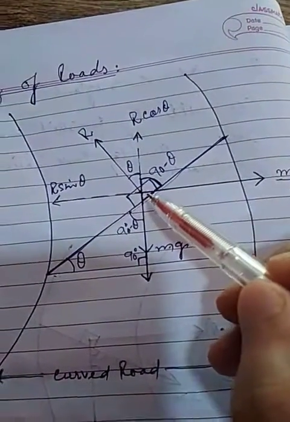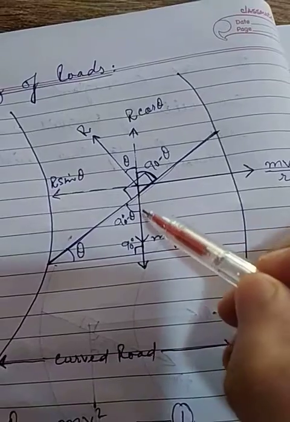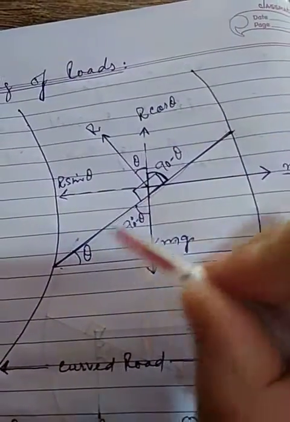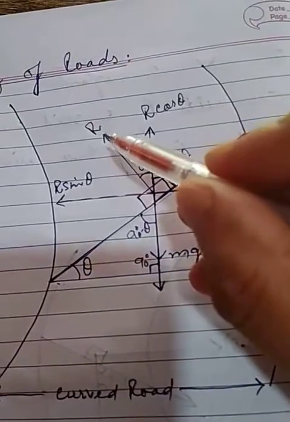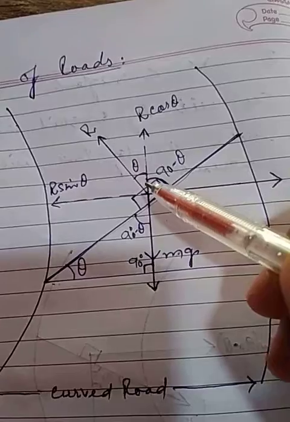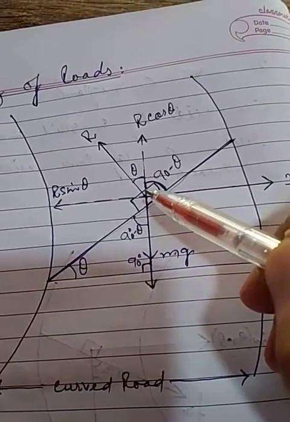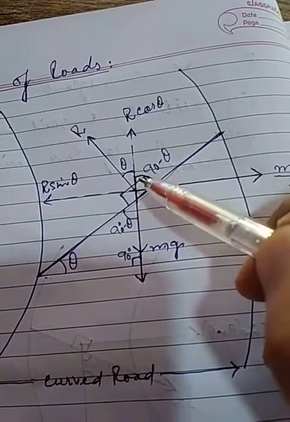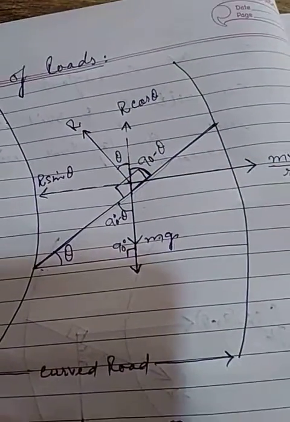Now we know the weight of this object is mg and its reactionary force is perpendicular to this line. So this is the R, which is the reactionary force. Now we will resolve this reactionary force into two rectangular components. One will be along the horizontal component and another one will be perpendicular to the horizontal component.